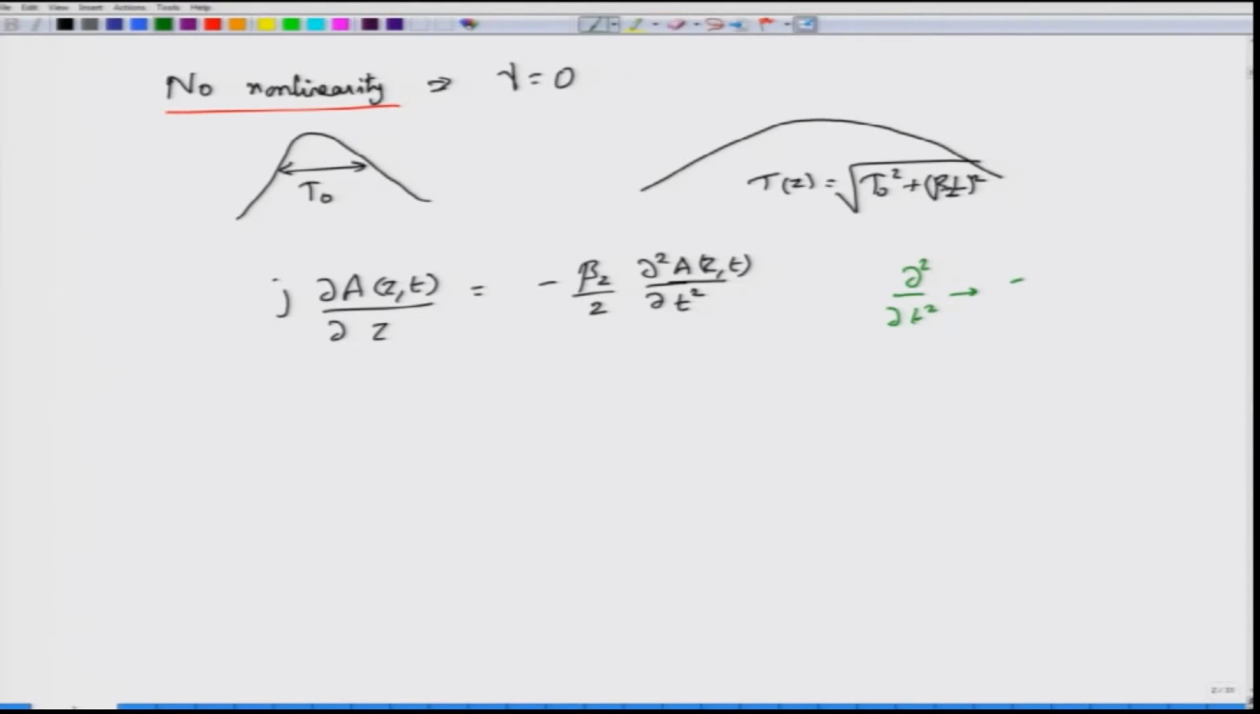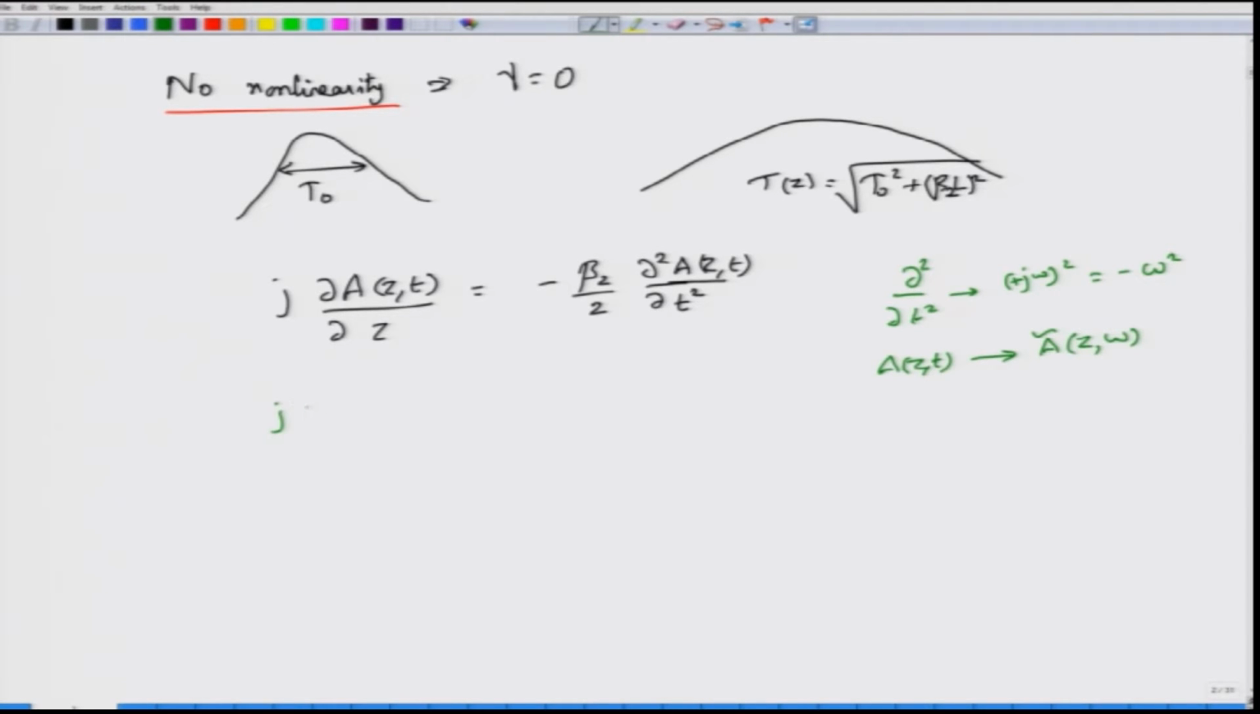So, when you take the Fourier transform, we know that del square by del t square will become (j omega) whole square, which is basically minus omega square, correct, and A of z and t becomes, after taking the Fourier transform, A bar, the Fourier transform representation, of z and omega. So, at a particular z, you take the Fourier transform, it becomes A of z and omega. Put that into the equation here.